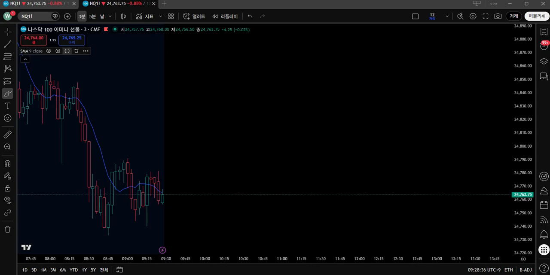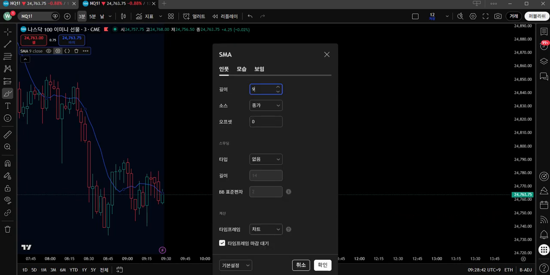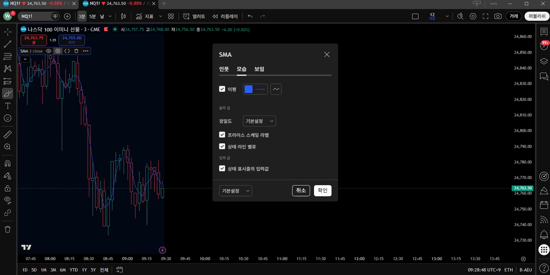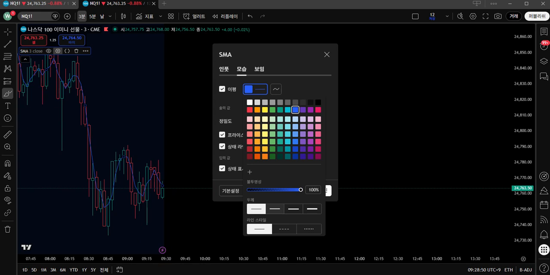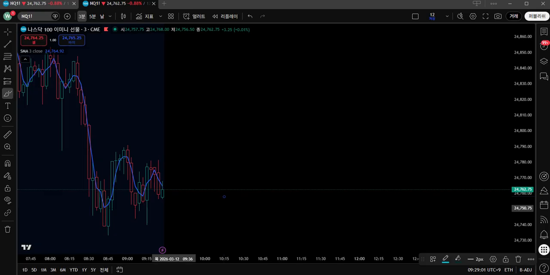Now, if you look at the indicator, we need to adjust the input's length to 3 and the moving average. I will try to make the shape much bolder now. Of course, there are exceptions. The market always has exceptions, but the 3 MA meets, then moves, and only then does it proceed with its subsequent movement.